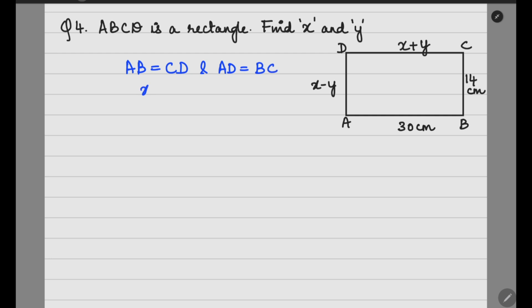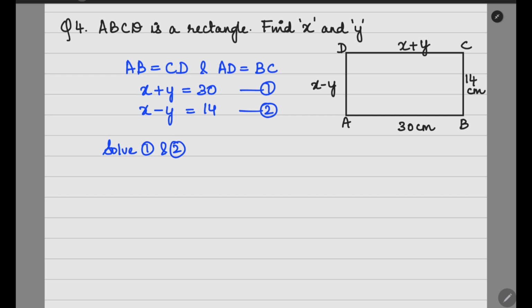So x plus y is equal to 30. This is equation 1, and x minus y equal to 14 is equation 2. Just solve for 1 and 2. Just add. So let's do it. x plus y equal to 30, x minus y equal to 14.